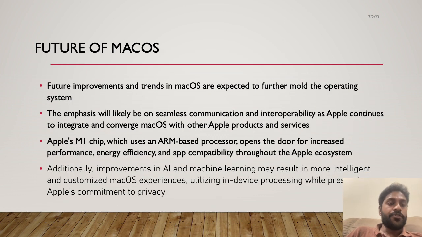applications. Future of macOS. The future improvements and trends in macOS are expected to further mold the operating system. The emphasis will likely be on seamless communication and interoperability as Apple continues to integrate and converge macOS with other Apple products and services. Apple's M1 chip, which uses an ARM-based processor, opens the door for increased performance, energy efficiency, and app compatibility throughout the Apple ecosystem. Additionally, improvements in AI and machine learning may result in a more intelligent and customized macOS experience, utilizing on-device processing while pressing Apple's commitment to privacy.